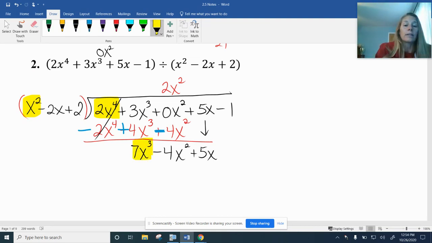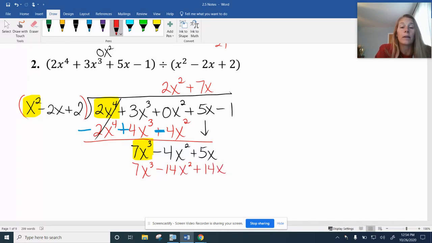So now we're going to look at the 7x cubed, and we're going to figure out what is the next part of our quotient. So what term times x squared will give me 7x cubed? And that's going to be 7x. And now we're going to multiply the 7x to this trinomial divisor over here. And we're going to get 7x cubed minus 14x squared plus 14x. And of course, now we're going to subtract. Subtract the 7x cubed, subtract the negative 14, which makes that addition there, and then this 14x will be subtraction.